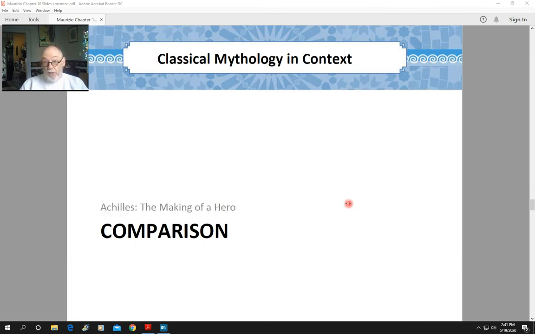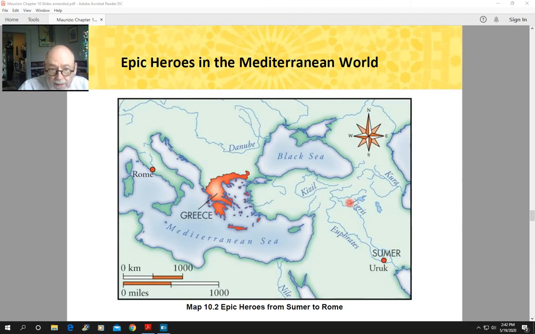So that's all we're going to do really with that. You can find that information. You can find the 31 functions, types of characters in the chapter when you read it. The comparison here is rather nice because we look at two different heroes.